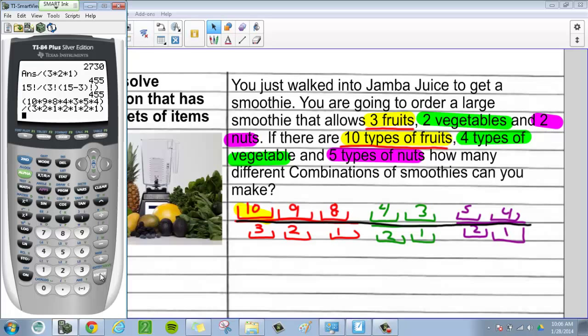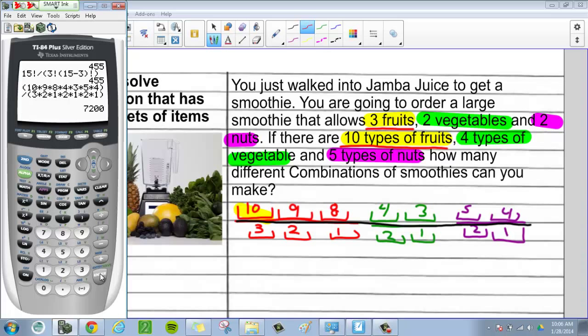Close that off, push enter, and there are, holy cow, 7,200 different combinations that I can make for this large smoothie. 7,200 combinations of smoothies that I can make.